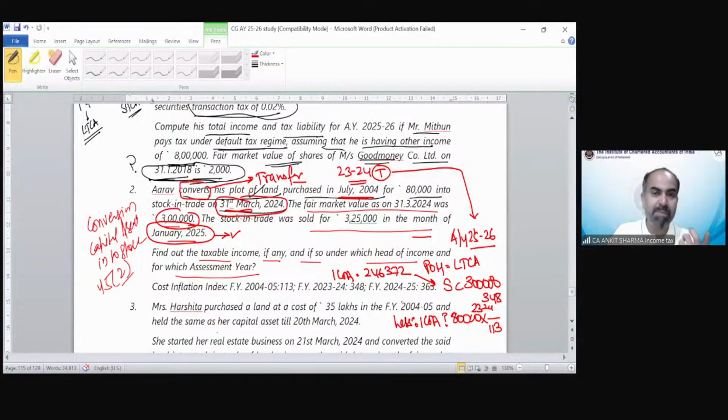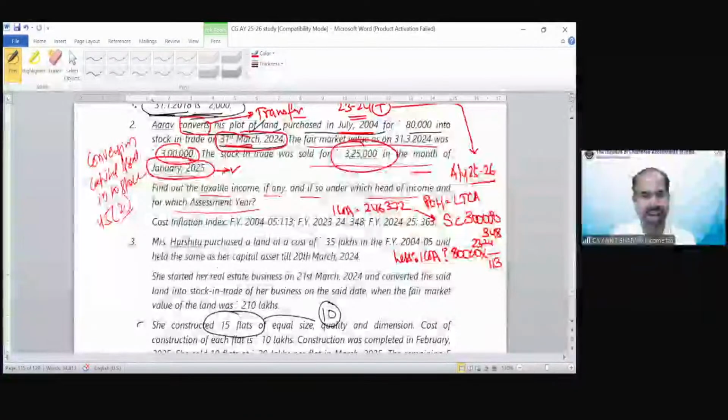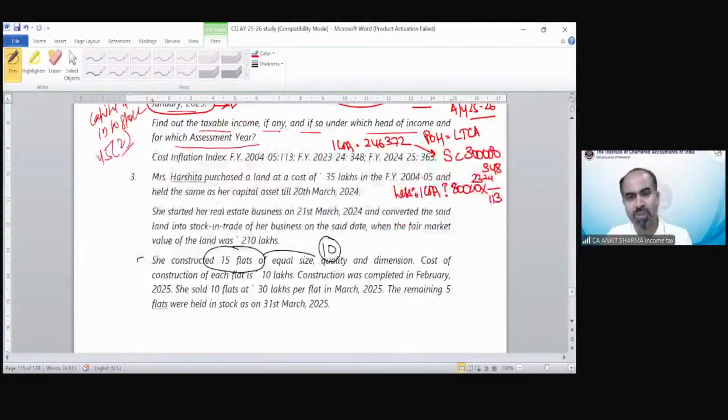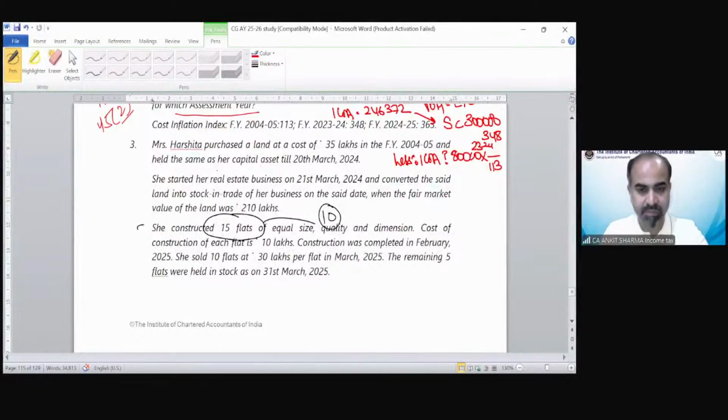There would be PGBP income also, and that would be 25,000, because the sale price of this stock and the FMV on conversion date would be treated as purchase price. So the balance would be your PGBP income, and that is going to be taxed accordingly. So question number 2 was very simple. We have already solved this kind of question, but question number 3 is interesting.